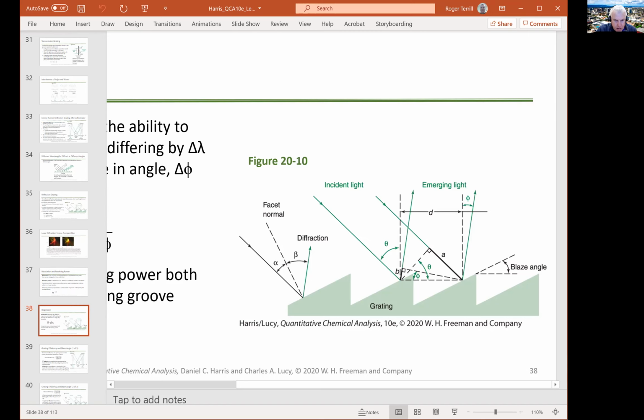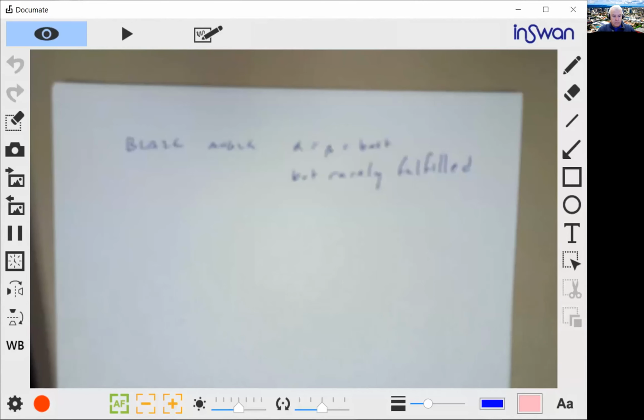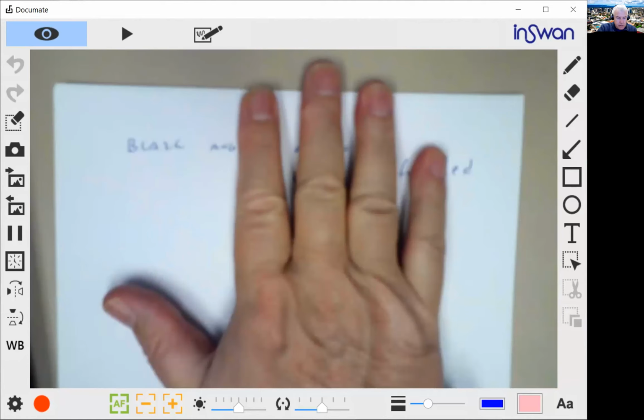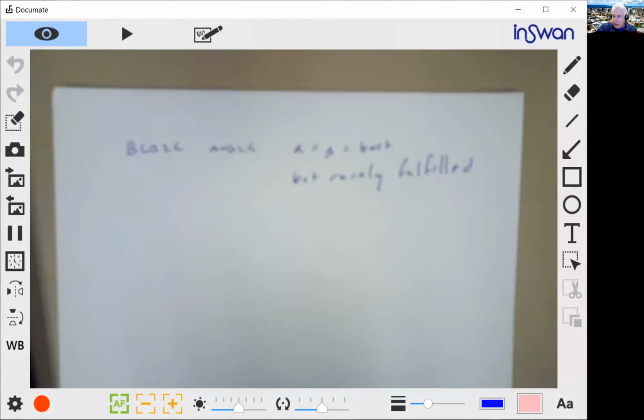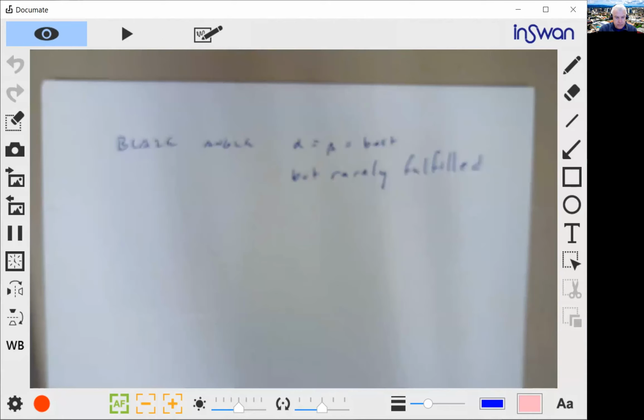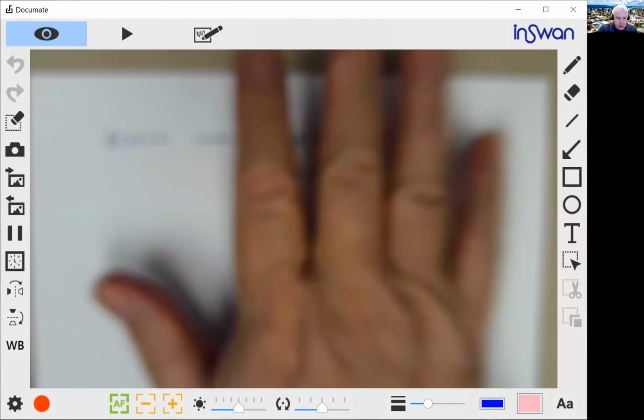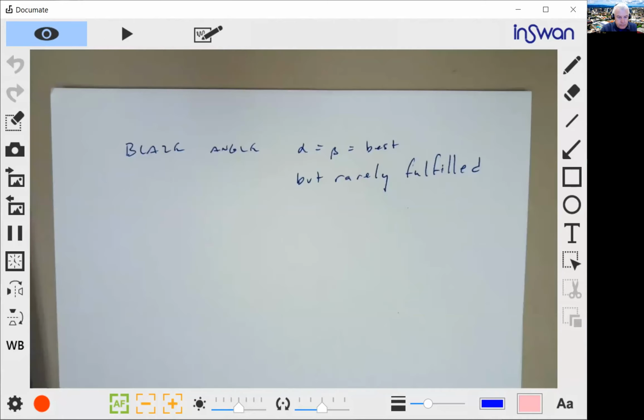And now I'm going to go to my document camera here, if I can. There we go. Okay, come on, focus, focus, focus. There we go.